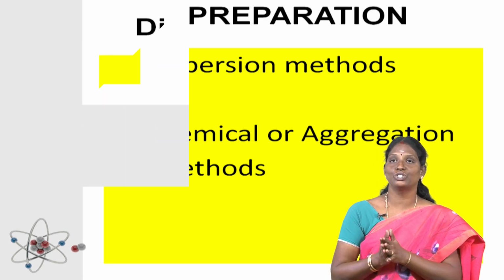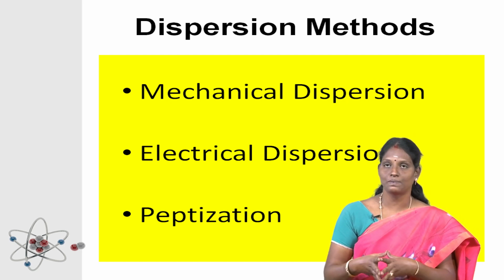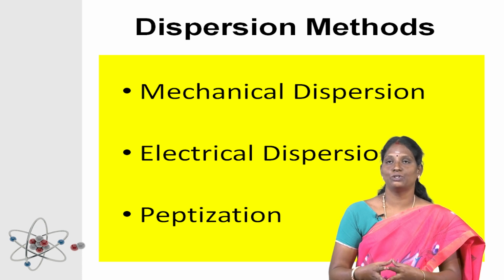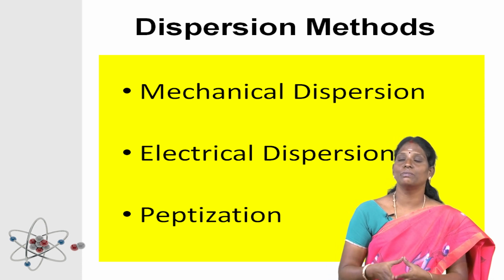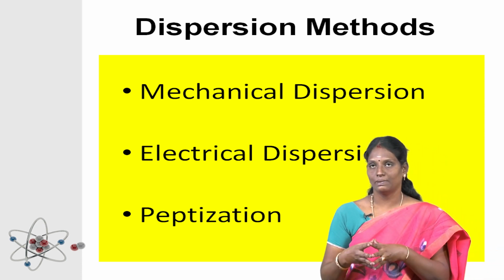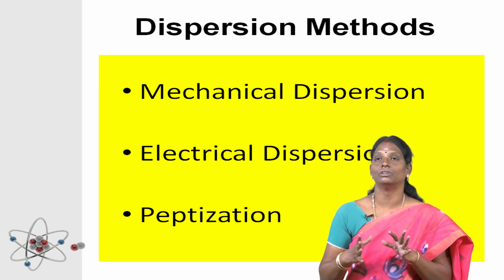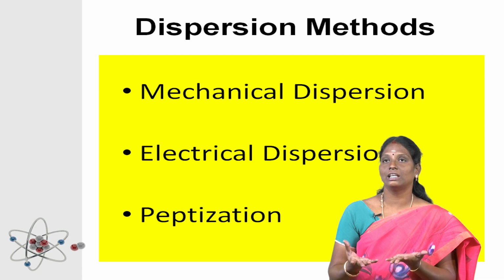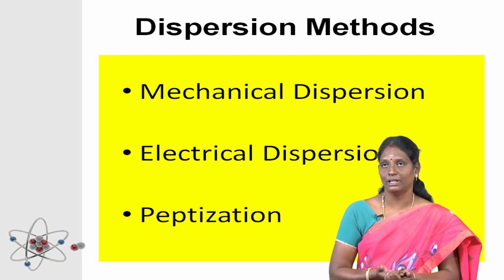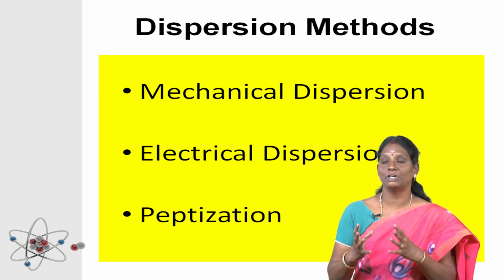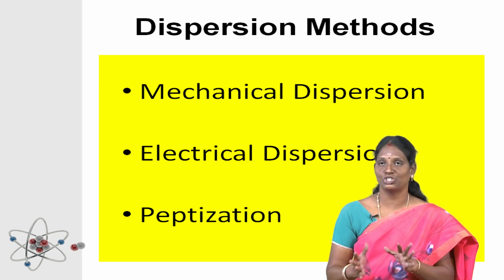Next, the dispersion method. The dispersion method is classified into three types: mechanical dispersion, electrical dispersion and peptization. So what do you mean by the dispersion method? In this method, a material in bulk is dispersed in another medium. So we can get a larger number of colloids, a greater weight of colloids can be prepared by this method. That is called the dispersion method.